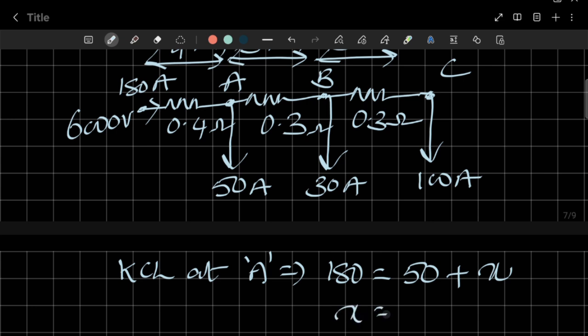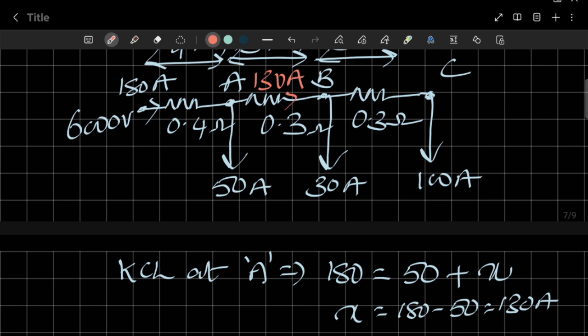So, how much current is going from A to B is nothing but 180 minus 50, that is equal to 130 amps. Okay, 130 amps is the amount of current going from A to B. That is what I'm representing here. And out of 130 amps, some current is drawn at B towards the downside. That is 30 amps they have given. So the remaining current is going from B to C.